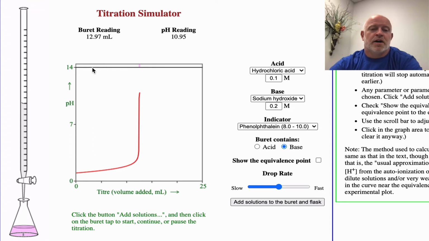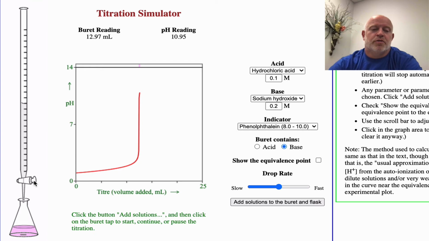So the burette read 12.97 milliliters, all right? Which means it took 12.97 milliliters of my base to neutralize whatever amount of acid is in here. Now, in this case, there's 25 milliliters of my acid in there. So in theory, doing the math in my head, it should be about 12.5 because I used double the concentration of base. And if I did my balanced equation, I know that those are at a 1-to-1 mole ratio. And we'll do the math another time. But that kind of makes sense to us, okay?